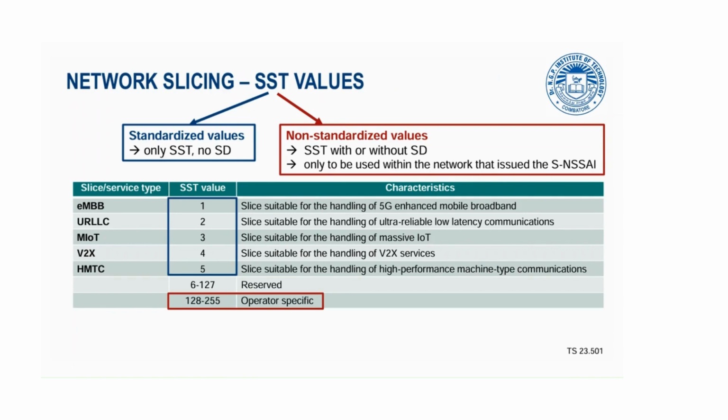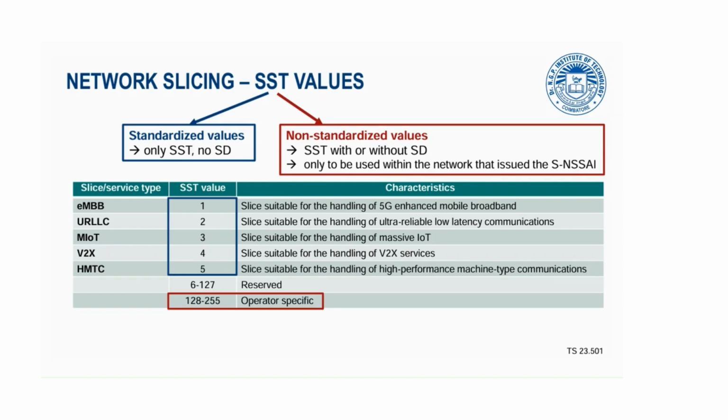6 to 127 is reserved for future specification, and 128 to 255 is operator specific, for operator defined internal use only. So it means that it allows operator specific, custom network slices tailored to operator or enterprise needs, useful for private or specialized networks.